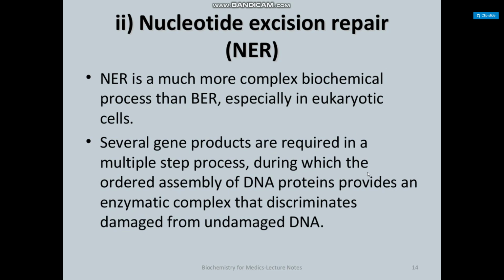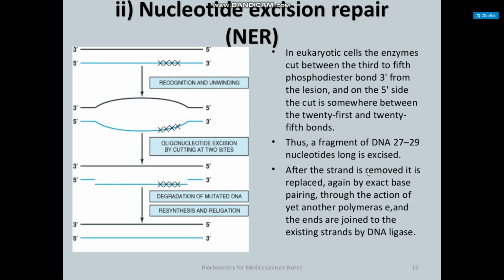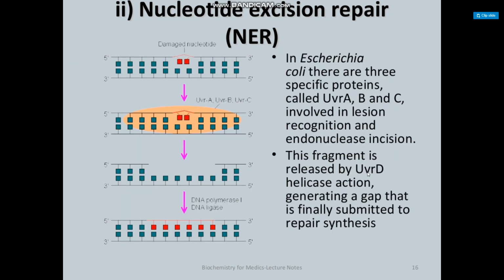So NER is a much more complex biochemical process than BER, especially in eukaryotic cells. Several gene products are required in a multiple step process. In nucleotide excision repair in eukaryotic cells, the enzyme cuts between the third to fifth phosphodiester bond 3' from the lesion and on the 5' side. The cut is somewhere between the 21st and 25th bond.